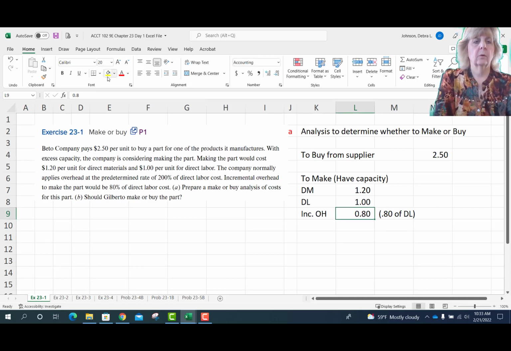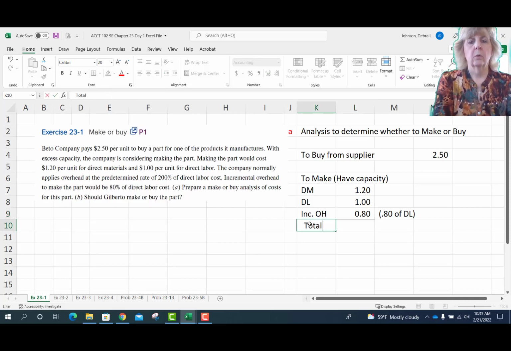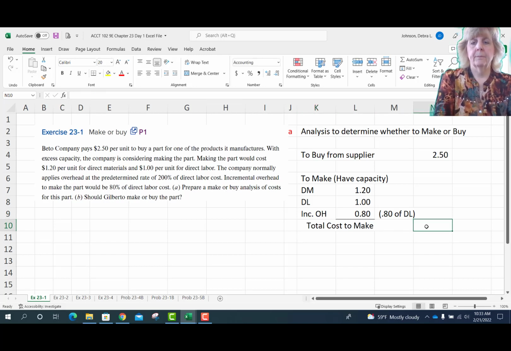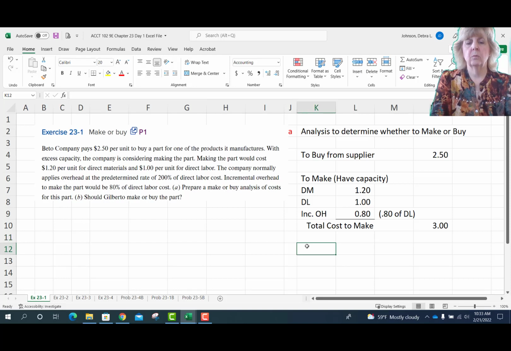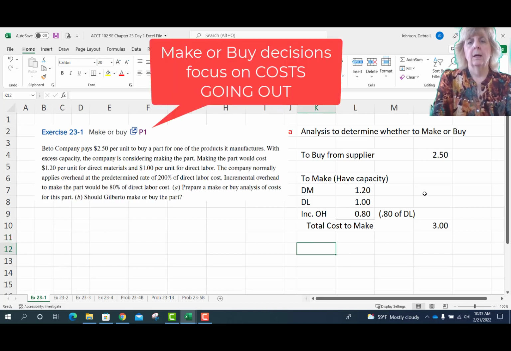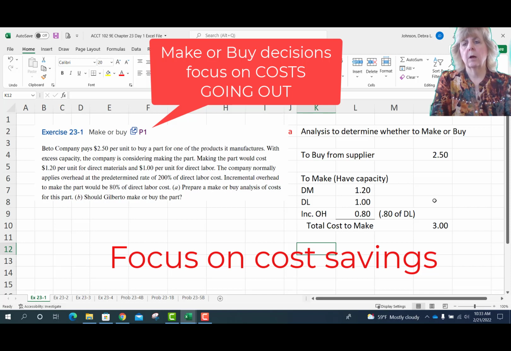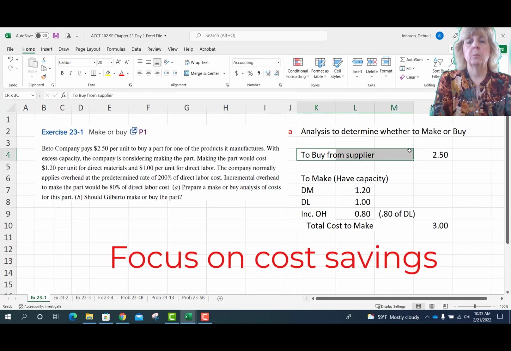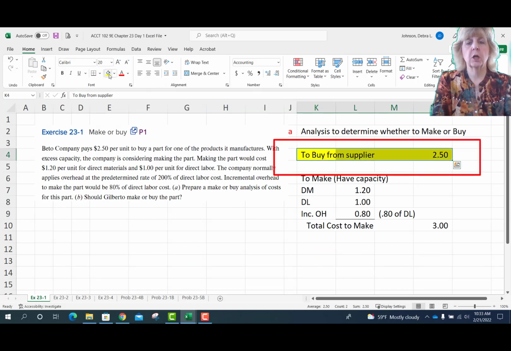I'm going to foot those or add them up. So let me put an underline here. Let me call this total cost to make. And when I add those up, we get $3. Now this would be cash going out. And so you got to watch these. Some involve money coming in, some involve money going out. If it's money going out, we're looking for the cheapest possible options with all other things being equal. The correct answer would be to buy from supplier because it's cheaper.